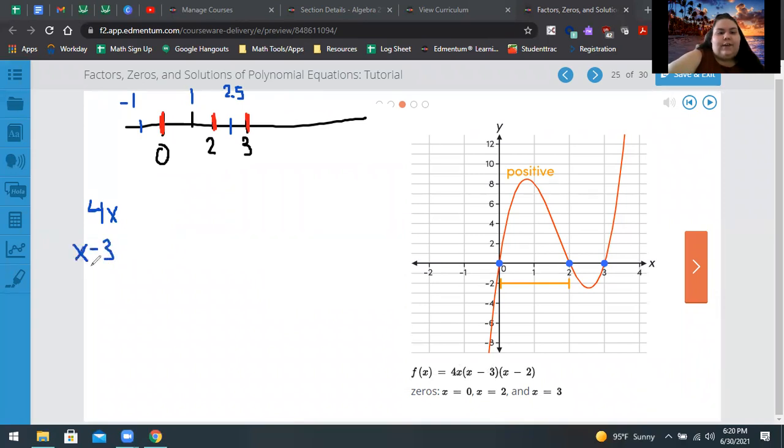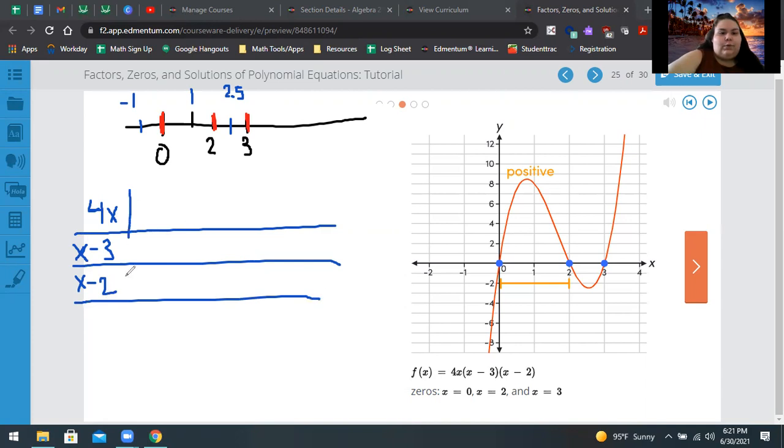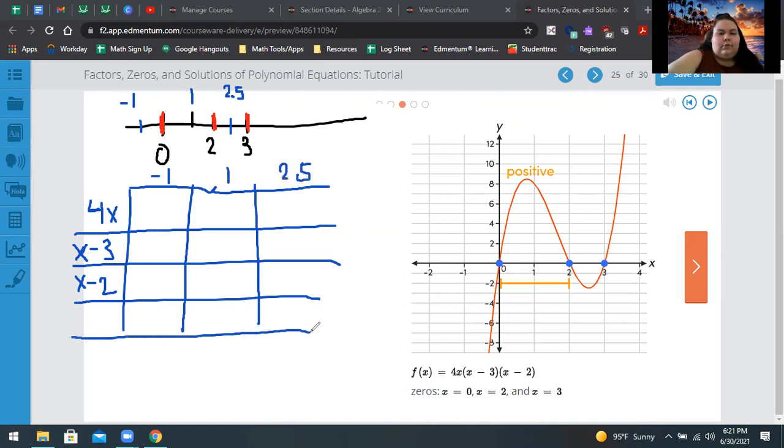Now, when I plug in these values, I don't care for the actual value. I care for if it's positive or negative. Because again, remember, they multiply. So let me test out these points here. So we're going to test out, this is going to be -1, this is 1, and this is 2.5. And as well, you'll see how I go about this.